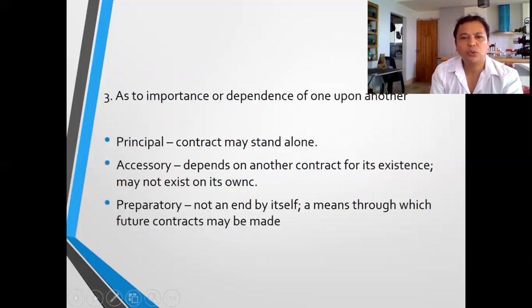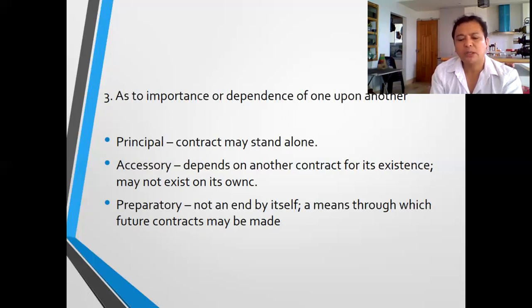Then we have classification in accordance to importance or dependence of one another. Principal contracts can stand by themselves. Accessory contracts depend upon another contract for their existence, so they cannot exist on their own. Then preparatory contracts are not an end by themselves, but a means through which future contracts may be made.